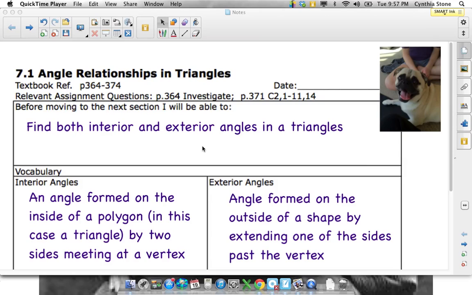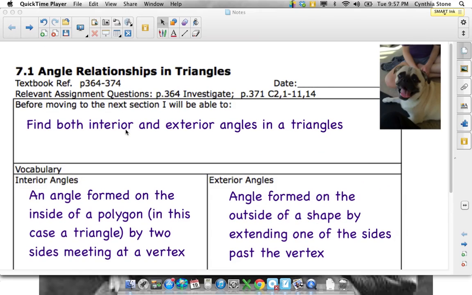When we say interior angle, it can be anything. It doesn't have to be a triangle. We're dealing with triangles today, but they're just the angles on the inside. All the different angles that you see on the inside of a shape. Exterior angles are a bit harder, but if you look at the picture, if you extended one of the sides and you measured the angle on the outside, that would be the exterior.